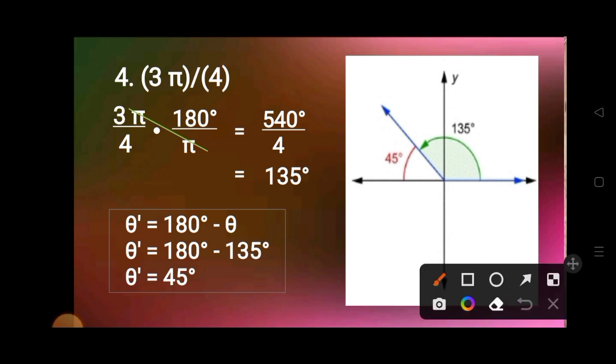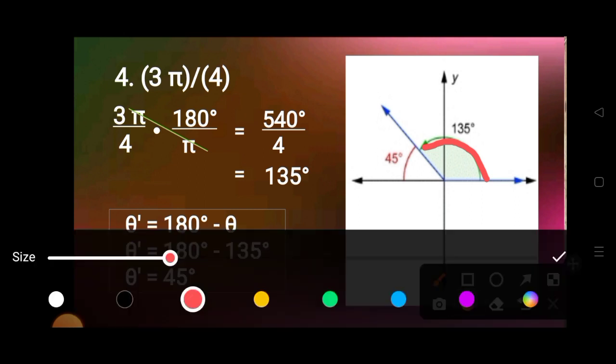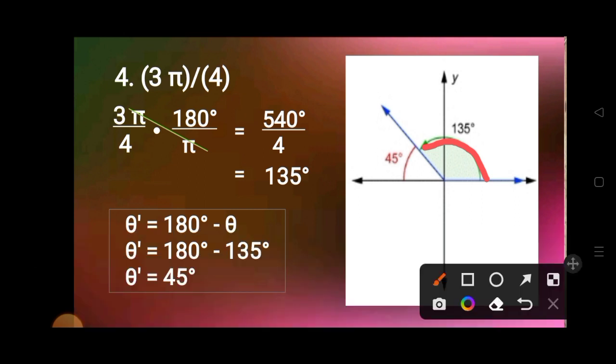Based on the graph, 135 degrees is in the second quadrant. So we will use the formula reference angle is equal to 180 degrees minus standard angle. So we have 180 degrees minus 135 degrees. The result is 45 degrees, which is here.